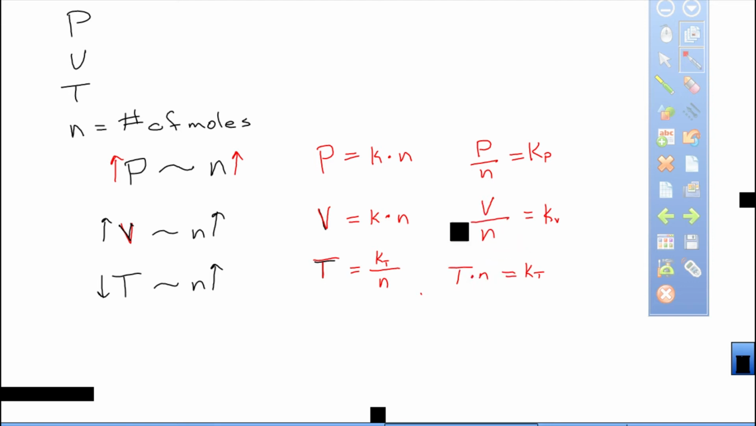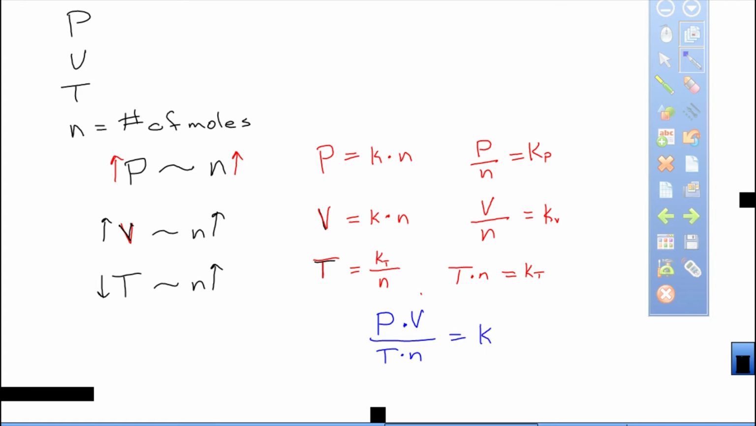Well, in this case, we can get a combined gas law relating to moles now. And so if we do that, what we end up with is pressure times our volume divided by our temperature and our moles, and that's equal to a constant.